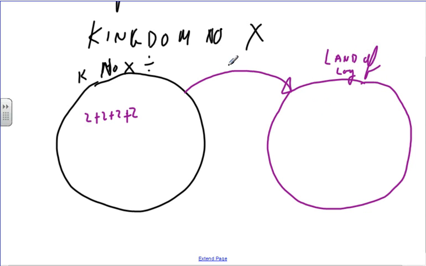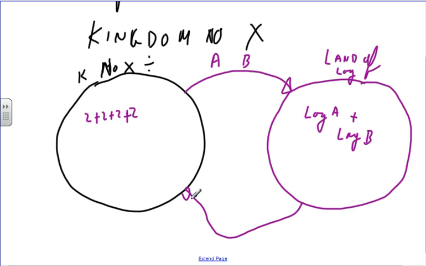Okay, so you got an A and you have a B, and you want to multiply them over here, but you can't do that, right? So you're going to send A and B over to the land of log, and you're going to find the log of A, and you're going to find the log of B, and you're going to add them because that's what the king wants. Okay? And then once they're added together, you're going to come back the other way, and on the way back you're going to take an anti-log, and you're going to get the right number.